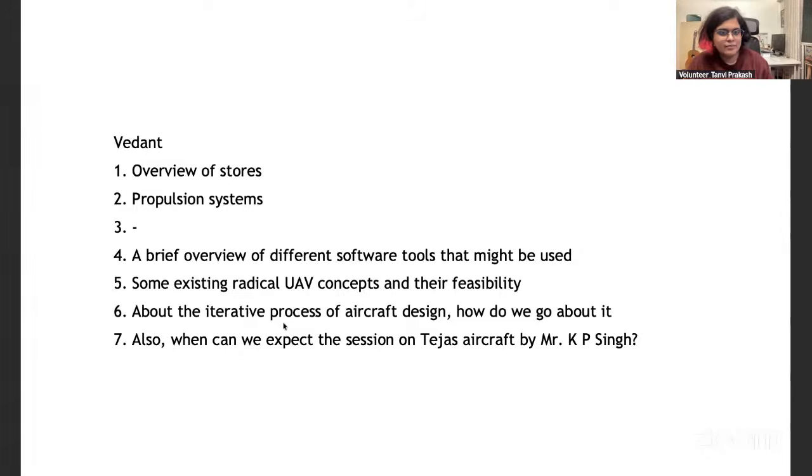This question came from Vedant on the group. These were not really questions. Question 1 was just an overview of stores, propulsion systems, and the third was something about some L&T systems. Question 4 was a brief overview of different software tools that might be used.